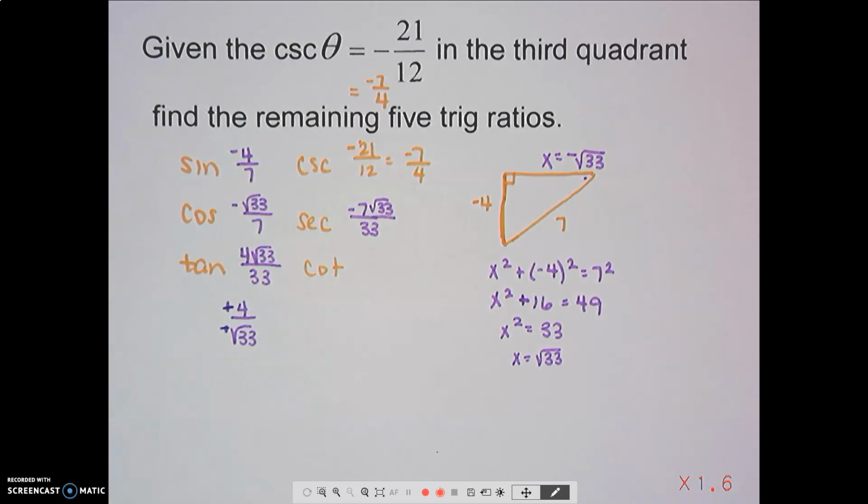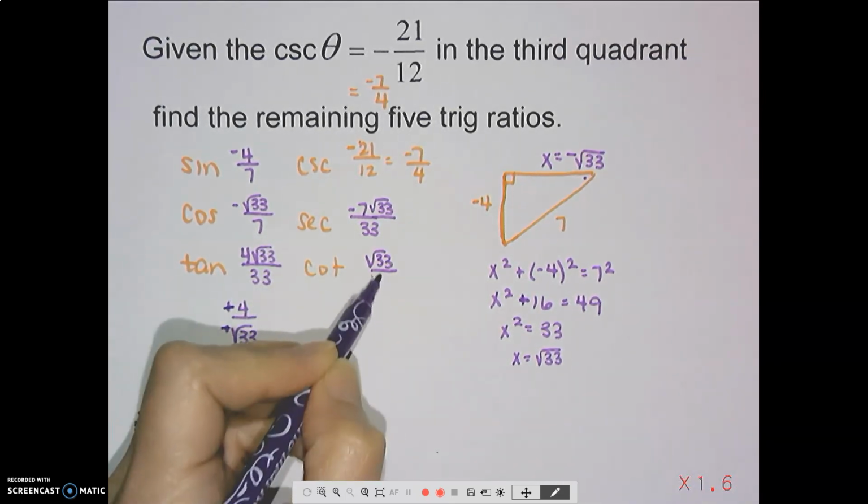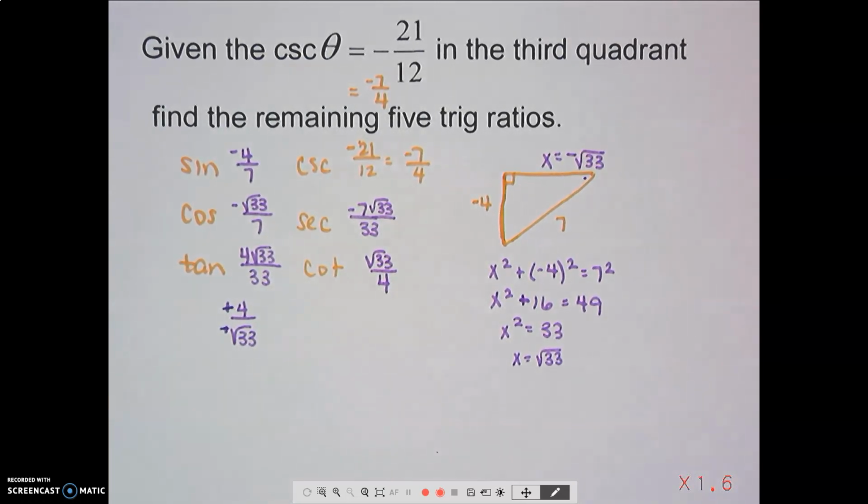For cotangent, you can flip this. It's going to get a little ugly. Not undoable, just a little ugly. So let's just flip this here. What we got before we rationalized for the tangent, which means we would have radical 33 over 4 for our cotangent.